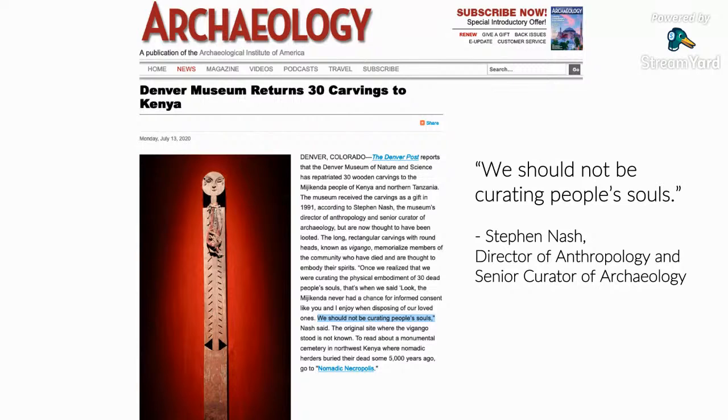This month, the Denver Museum announced that it would return 30 carvings from the Mijikenda people of Kenya and northern Tanzania, which embody the spirits of ancestors who have died. And in an article about the decision, the director of anthropology commented, "We should not be curating people's souls, but should we be digitizing and publishing them either?"